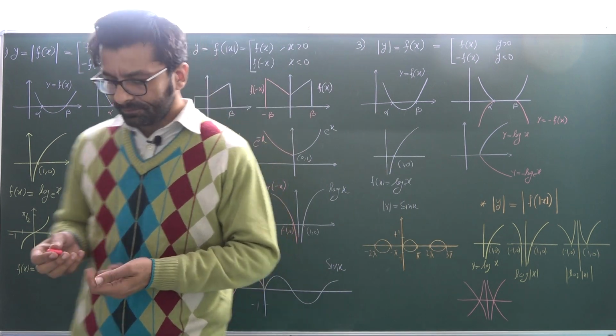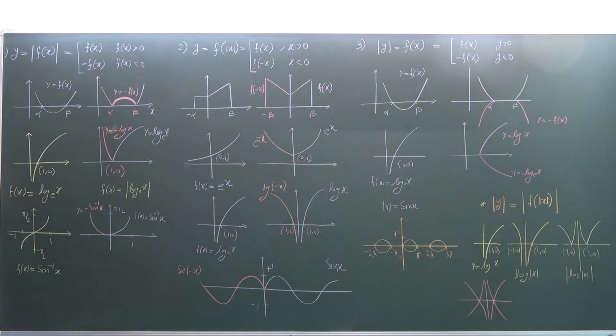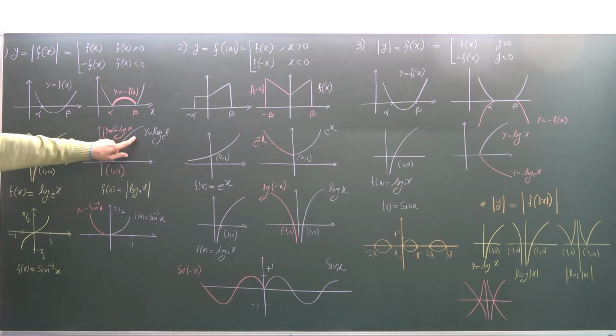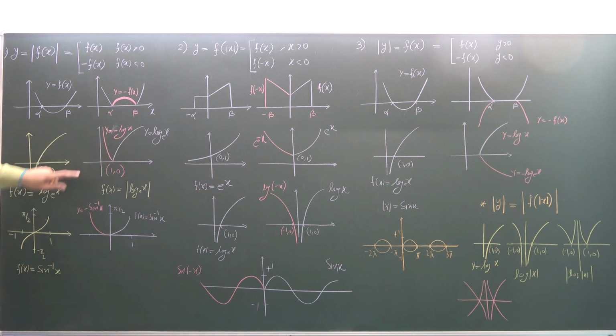Suppose log x. Okay, log x. Log x is positive from 1 to infinity, and this part is negative. So we retain this particular part and it remains log x, and then we take reflection of this particular part about x-axis. This is the situation, and then equation of this part is y equals log of x, and equation of this part is log of x with minus sign.